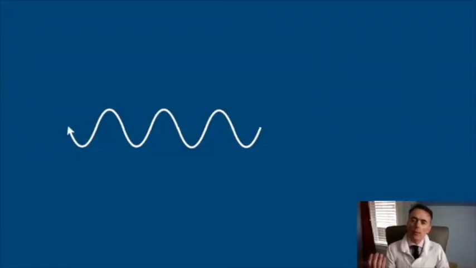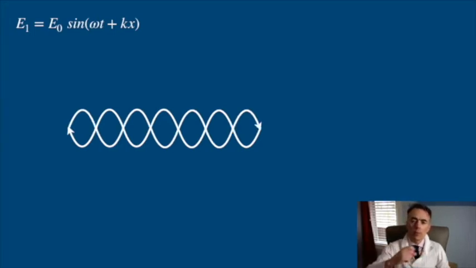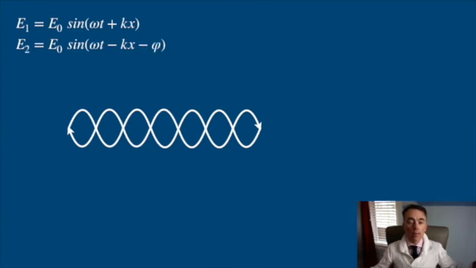A particular case of superposition of waves is that where a traveling wave is reflected off of a surface, say a mirror. For the incoming wave, let's say traveling to the left, we write the oscillating electric field as E naught sine of omega t plus kx. For the reflected wave traveling to the right, we write E naught sine of omega t minus kx minus phi, where phi accounts for any phase shift occurring at reflection.